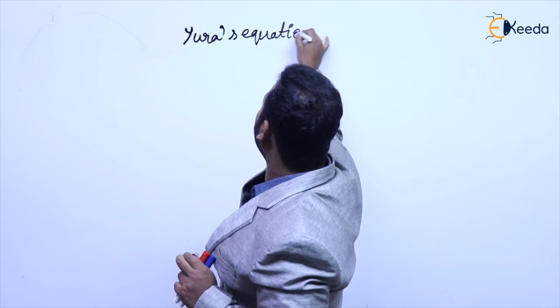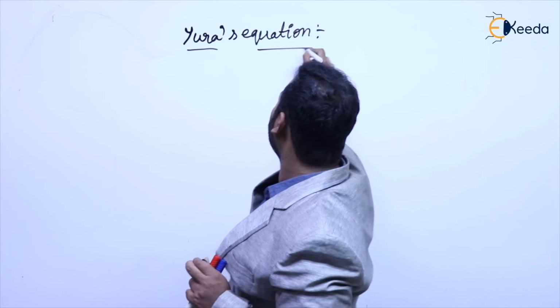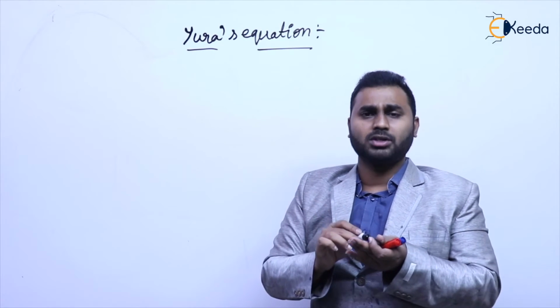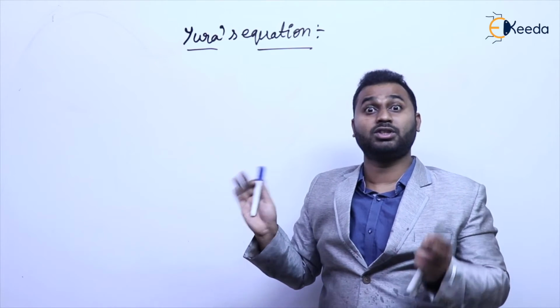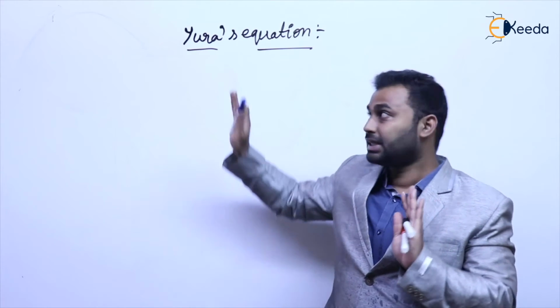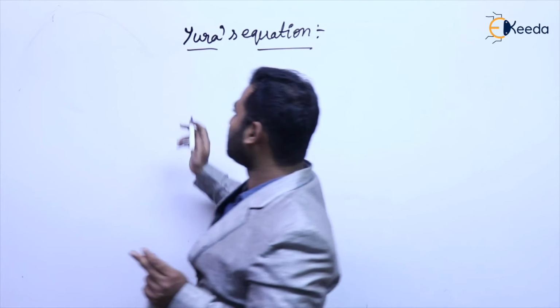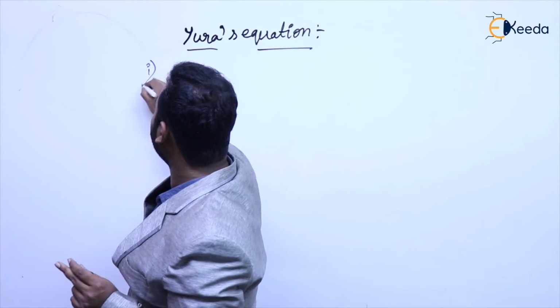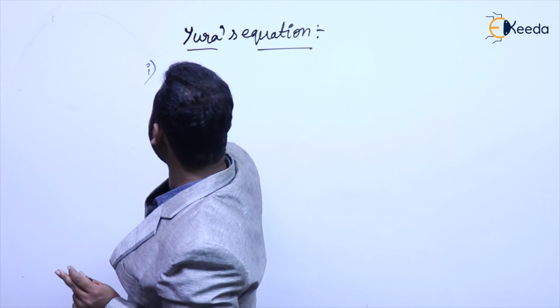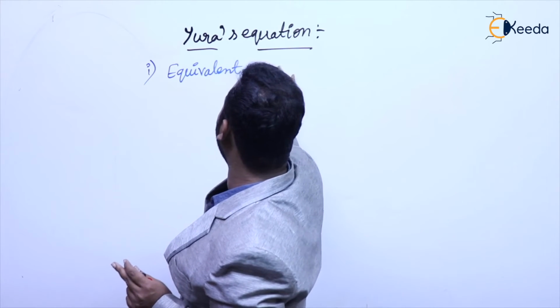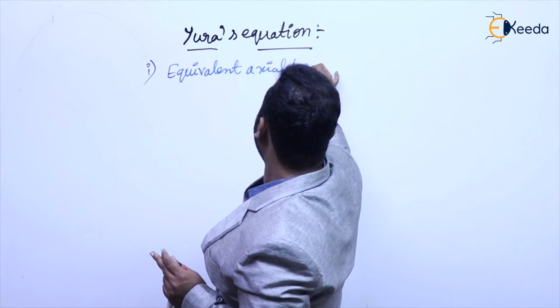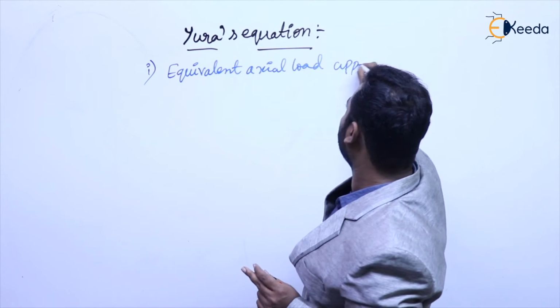Ura proposed two equations based on two approaches. So what are those equations and what are those approaches? Let us see, which is very important from the exam point of view. That is why I'm explaining. Basically there are two equations. The first equation is based on the equivalent axial load approach.